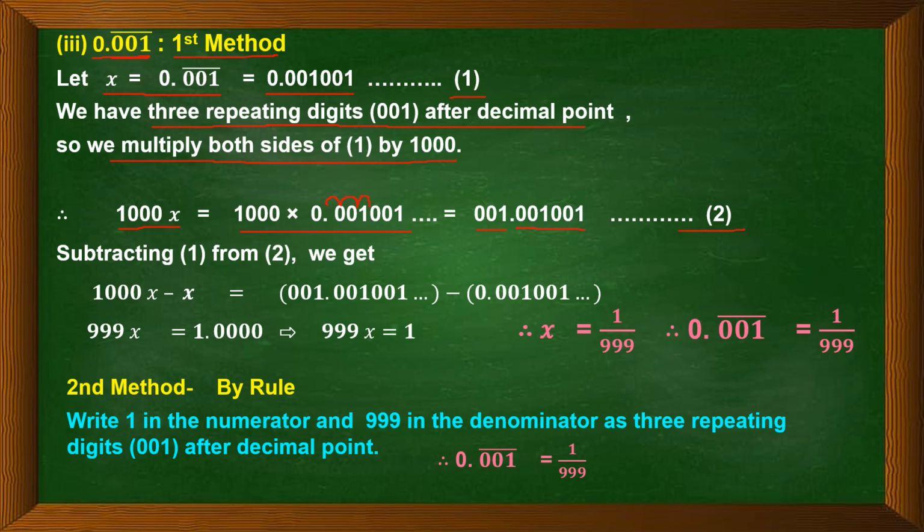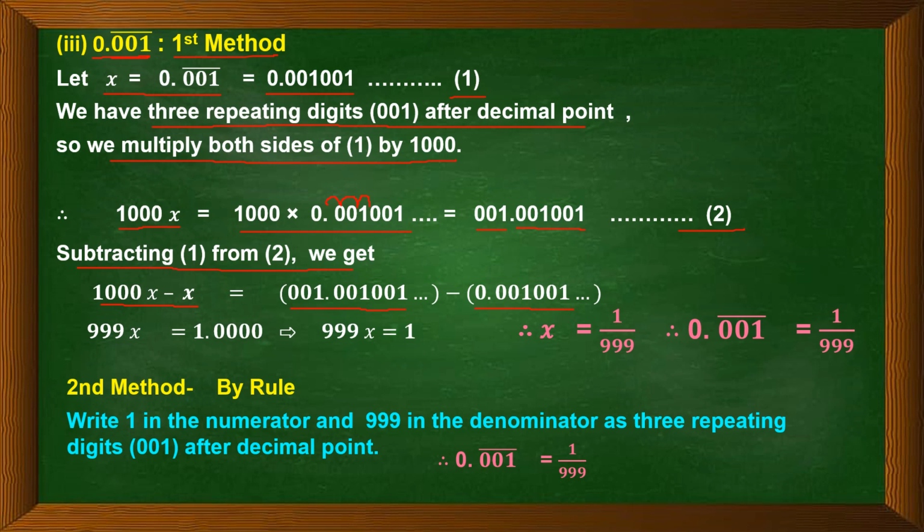Now the second equation is greater than the first equation because 1000x is greater than x. So subtracting 1 from 2, we shall get 1000x minus x is equal to 001.001001 minus 0.001001. Now all the decimal places will become 0.